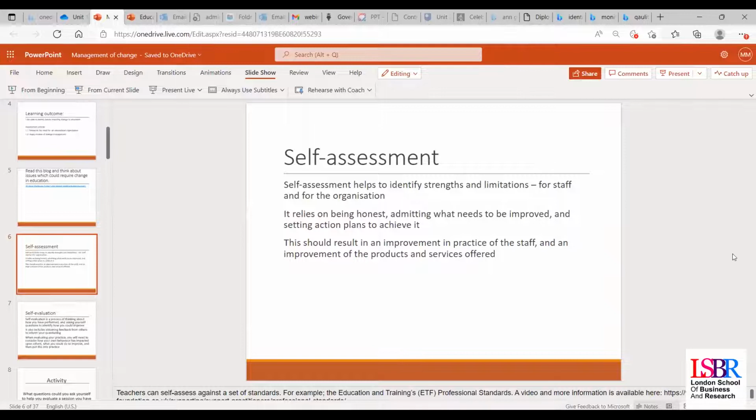offered. And in teaching especially, we are encouraged to be self-reflective of our teaching. And during that self-reflection, you can be in a constant mood for thinking about what you need to change personally. But that can also be applied to whole organizations. So teachers can self-assess against a set of standards, for example, the Education and Training Foundation's professional standards.